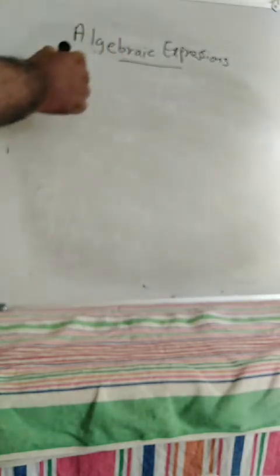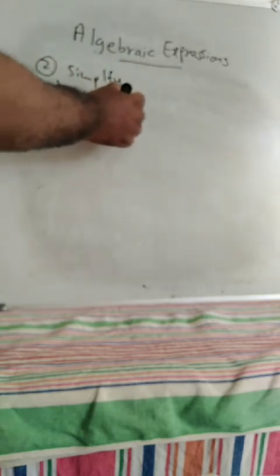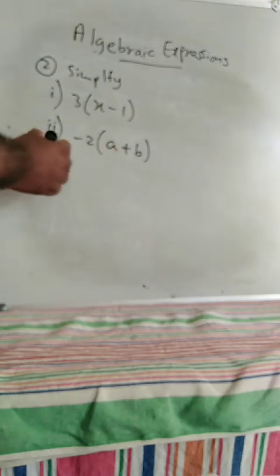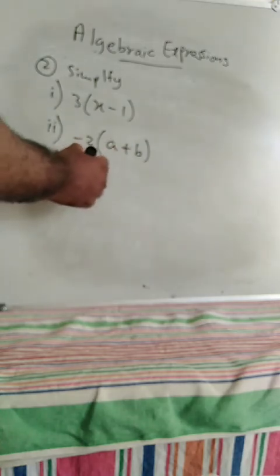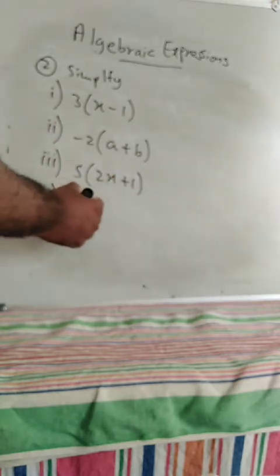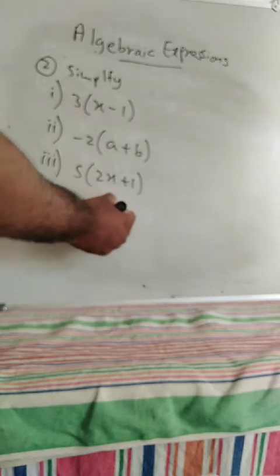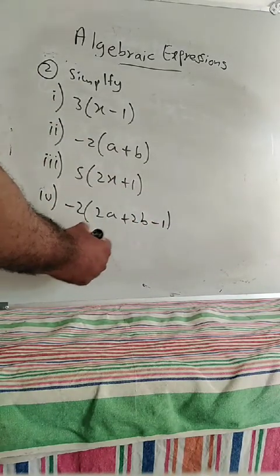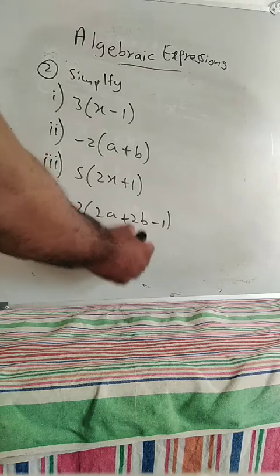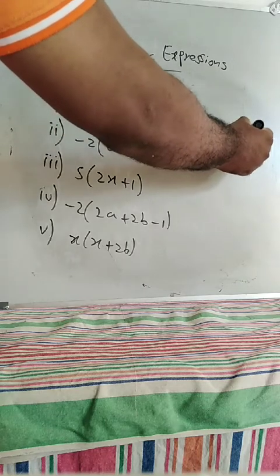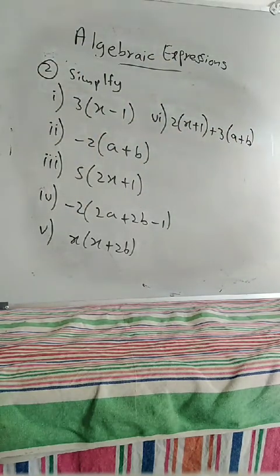Then second one, remove brackets, simplify. First one, 3 times x minus 1. Second one, minus 2 times a plus b. Third one, 5 into 2x plus 1. Fourth one, minus 2 into 2a plus 2b minus 1. Fifth one, x into x plus 2b. Sixth one, 2 times x plus 1 plus 3 times a plus b. Right? Enough.